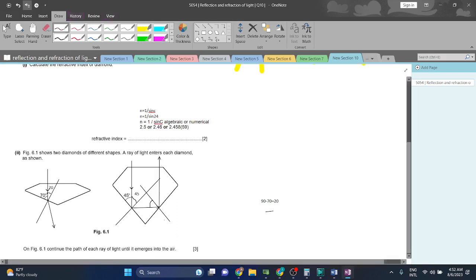If this is 45, then this must be 45 as well, which is the angle of incidence, the second time it is reflecting.